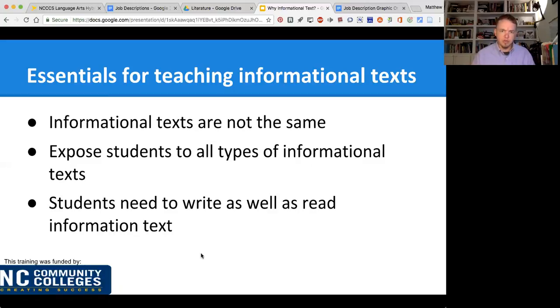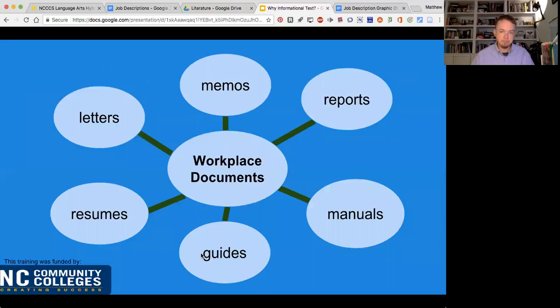So we need to expose our students to a wide variety of informational text, written in formal and informal styles. We also need our students to write as much as possible. The more they write, the better off they'll be after reading. It helps with comprehension in great detail. The majority of the time, they're going to be writing and working on informational text in the workplace.